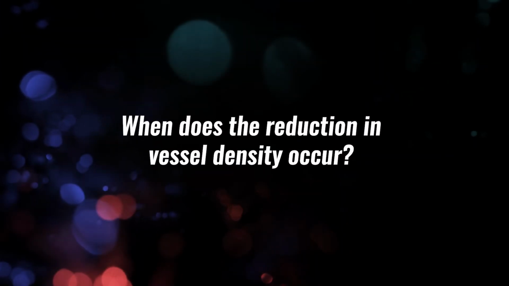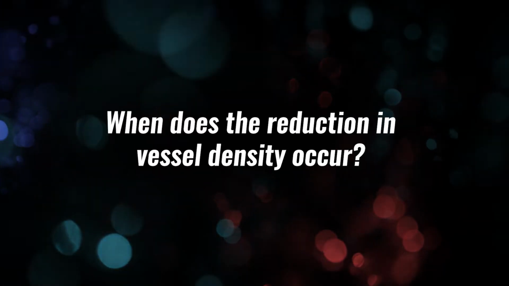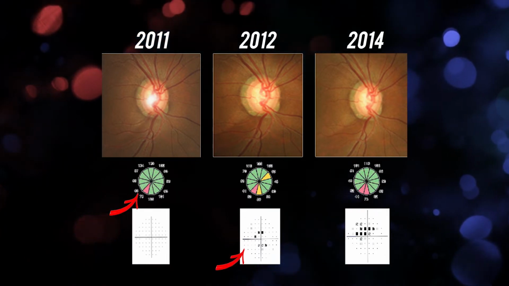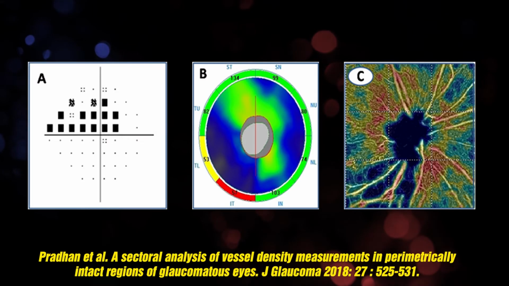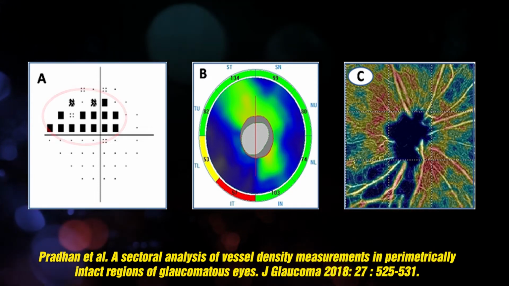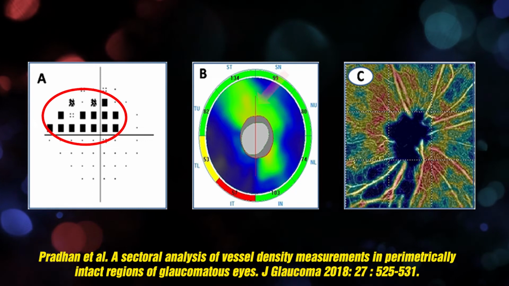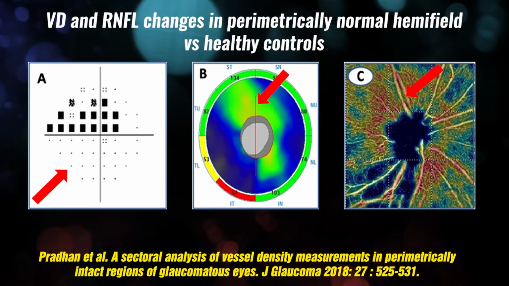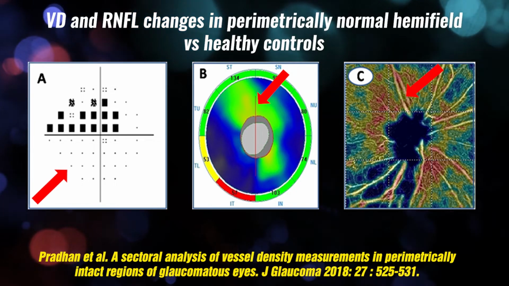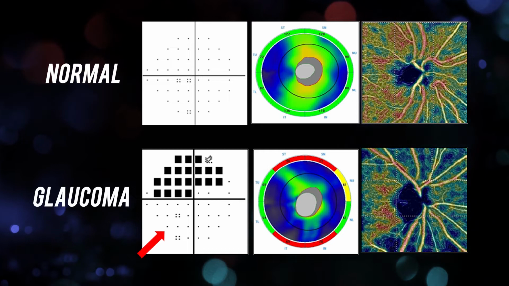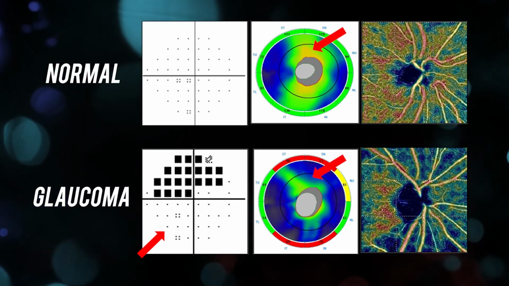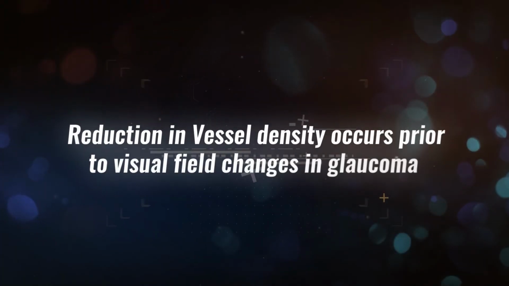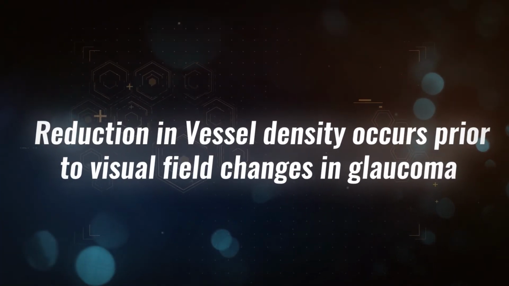The second question we asked was, when does this reduction in vessel density occur? We know that the structural changes in RNFL precede functional loss on visual fields. Do vascular changes also precede visual field loss? We conducted a cross-sectional study on open-angle glaucoma eyes with defects restricted to one hemifield and studied the RNFL and vessel density changes corresponding to the perimetrically normal hemifield. We compared these vascular and structural measurements with those of healthy eyes. We found that within the perimetrically intact regions of glaucomatous eyes, not only was the mean RNFL thinner, but the vessel density was significantly reduced as well. Hence, the reduction in vessel density occurs prior to visual field changes in glaucoma.